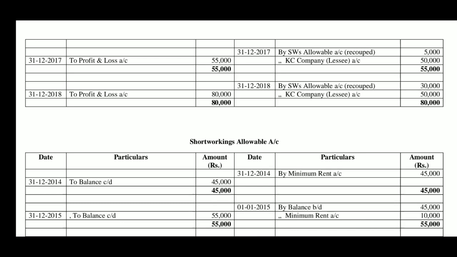Similarly, in the last year 2018, 30,000 has been recouped, royalty account credited by short workings allowable account 30,000, and the balance amount of 50,000 by lessee's account 50,000. Total amount is 80,000, which is transferred to P&L account, royalty account debtor to profit and loss account 80,000. In this way, royalty account is prepared.